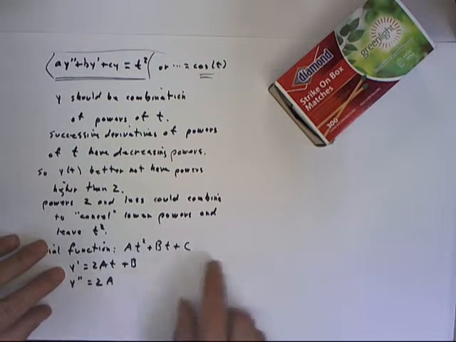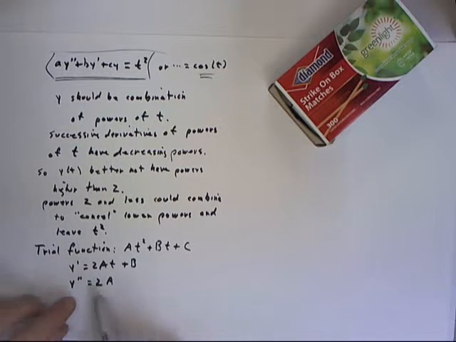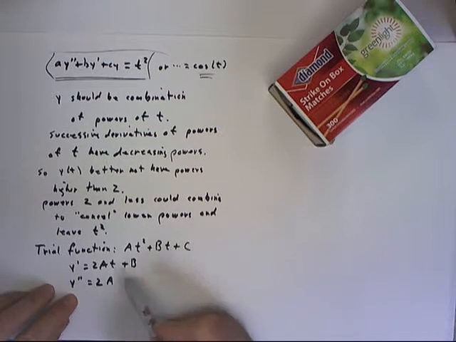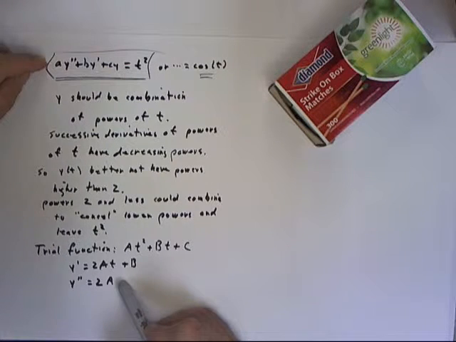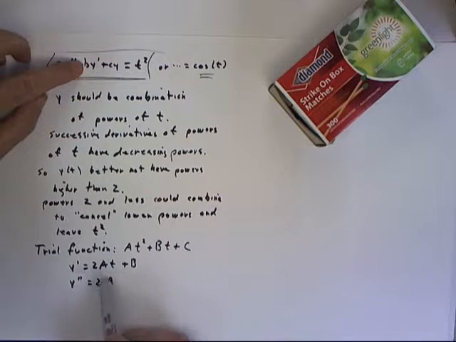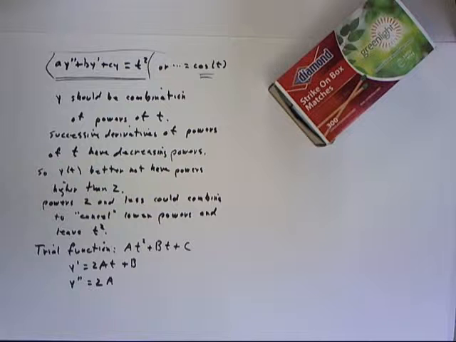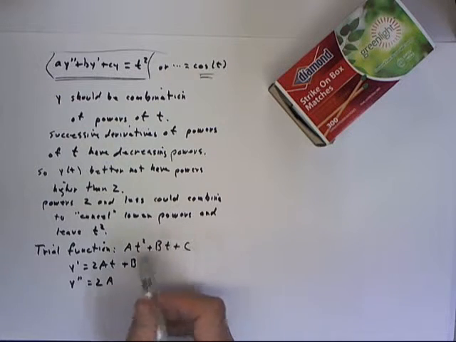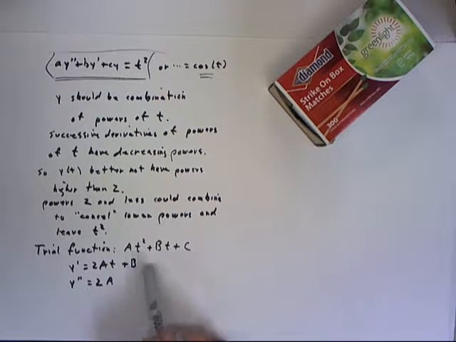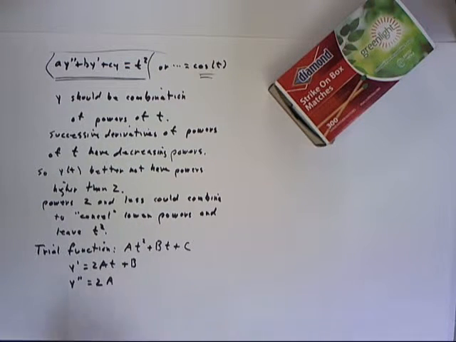Our derivative would be very clearly 2at plus b, our second derivative 2a. If we put these functions together in this equation, we're going to have little a times 2 times big A, little b times this, and little c times this. When we add them all up, we're going to end up with a multiple of t squared, a multiple of t from here, here, and constants from here, here, and here.